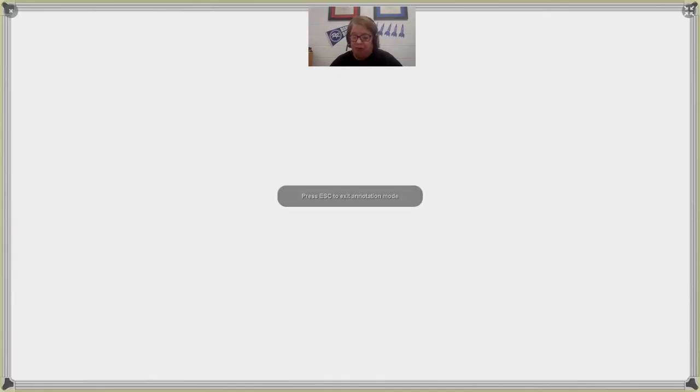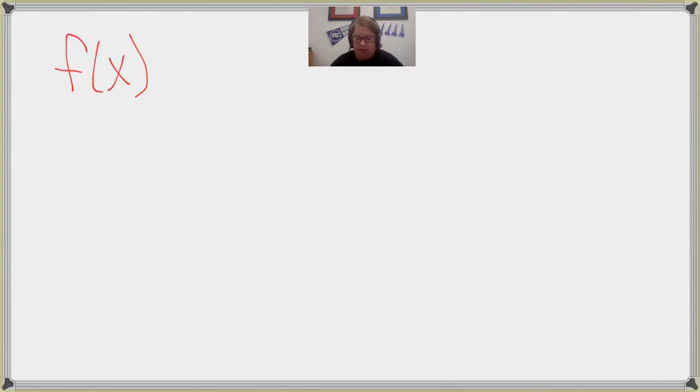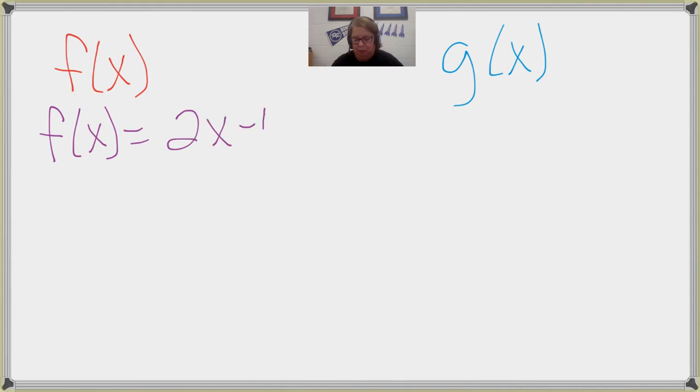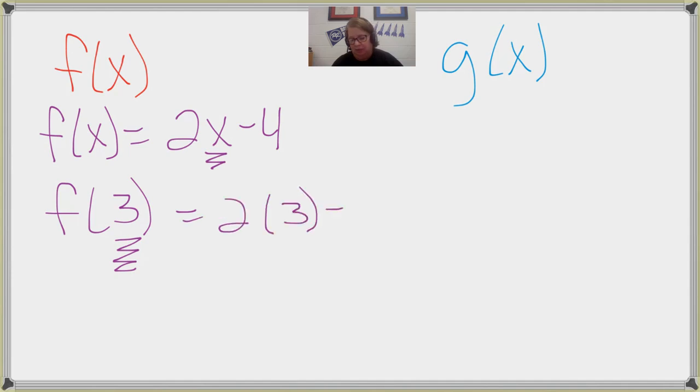When we talked about functions, we used the notation f of x and g of x. And we talked about if we had f of x equals 2x minus 4, and to find f of 3, then we would take this number that's in parentheses and put it in place of this x. So we'd have 2 times 3 minus 4. 2 times 3 is 6. 6 minus 4 is 2. So f of 3 is 2.